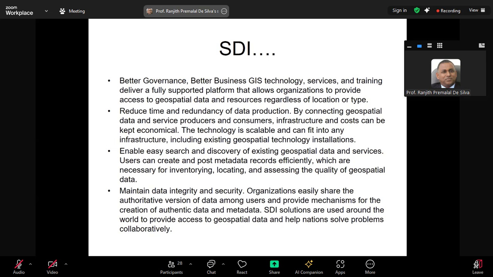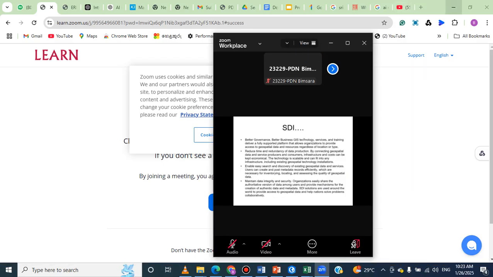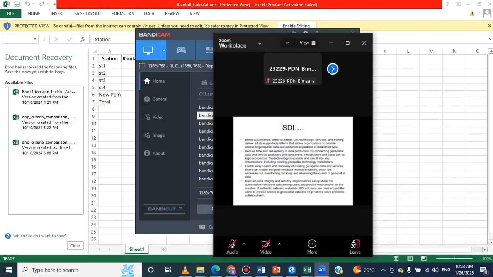So SDI solutions are used around the world to provide access to geospatial data and help nations solve problems collaboratively. So this industry is going to start contributing. Everybody joins the networks. Everybody provides data for the National Spatial Data Infrastructure. National Spatial Data Infrastructure is not a repository of data. We don't collect data and keep it in a large set of servers. We don't do that. The idea of SDI is to manage it.